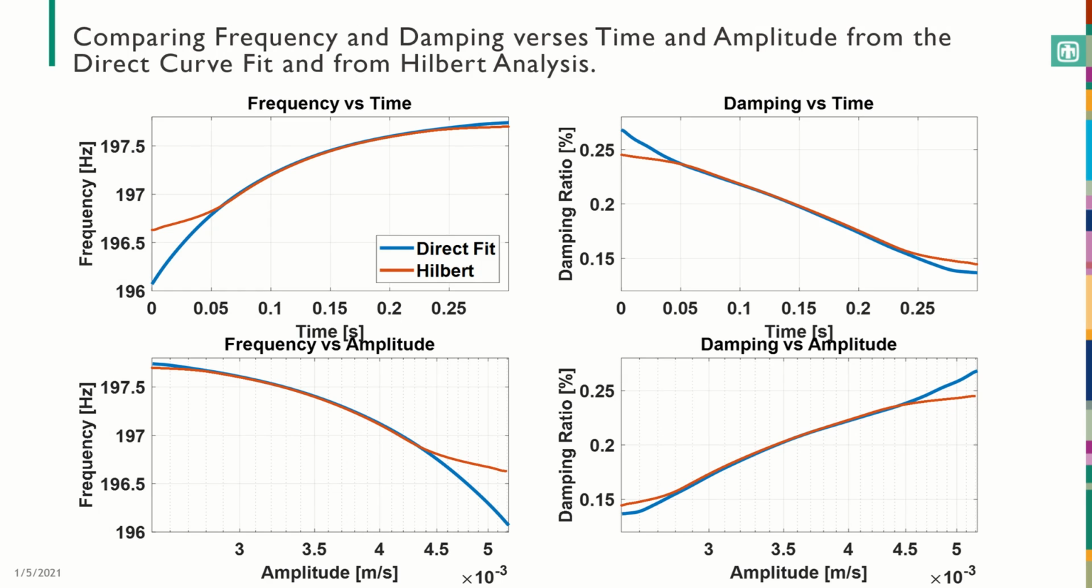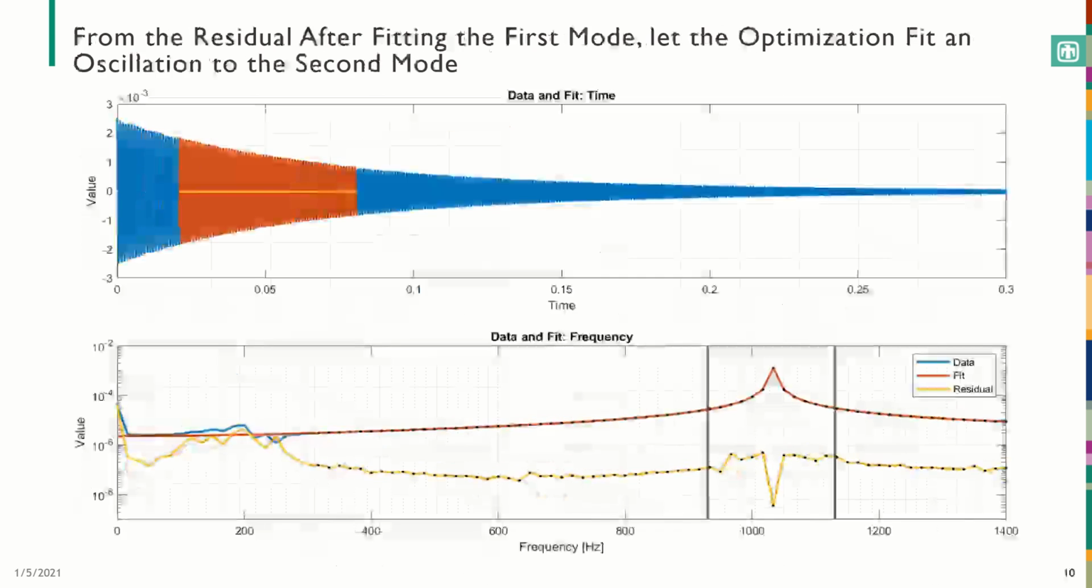The main results of that fit are the frequency and damping curves for the first mode. These, along with the result from Hilbert analysis, are shown here versus time on the top and amplitude on the bottom. You can see that our direct fit from the optimization produces smooth curves, while the Hilbert result suffers from end effects from having to bandpass the signal and it not being periodic.